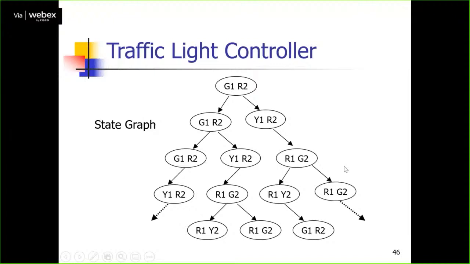If I go on writing the tree structure or state graph: G1 R2, then G1 Y1 R2, Y1 will go to red and R2 goes to G2. So again R1, G2, Y2. Then G1, R2. So it will go on doing it. Similarly, I can construct it.